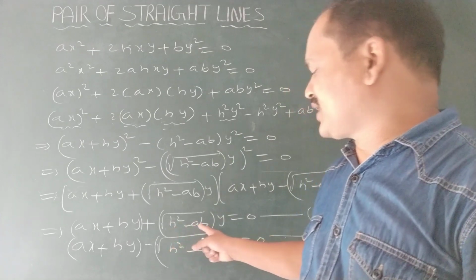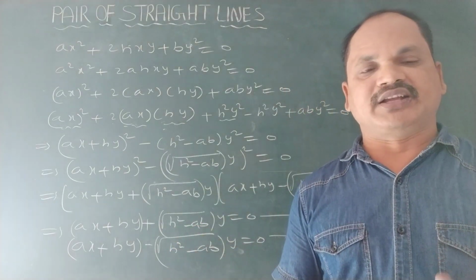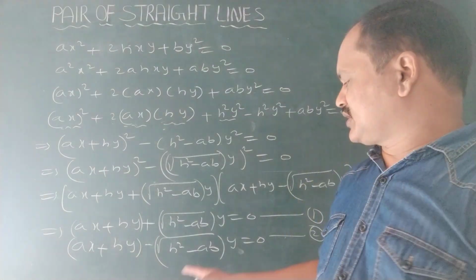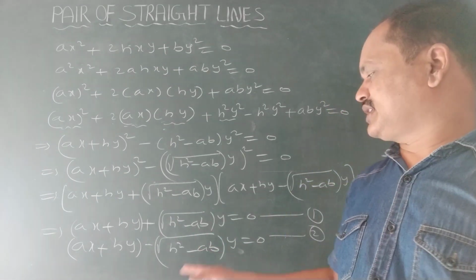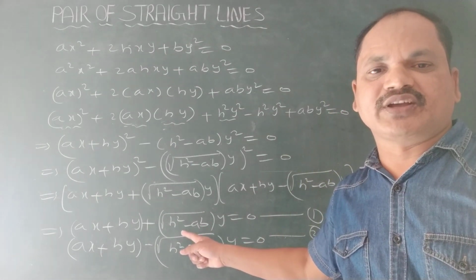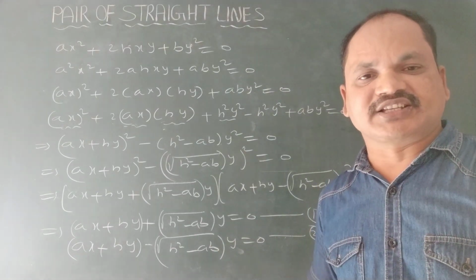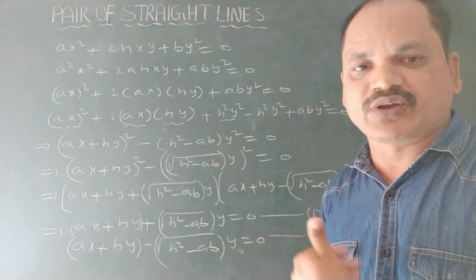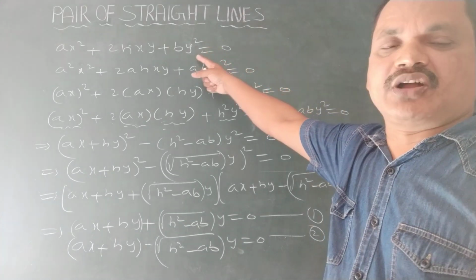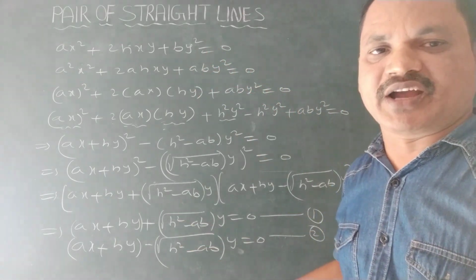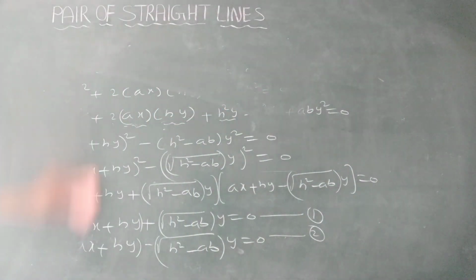Suppose this h square minus ab is negative. Negative means below 0, that is minus 1, minus 3 by 2, minus 7, like that. That means if it is a root of a negative number, then root negative is imaginary. That's why these two represent imaginary lines. This is possible when h square minus ab is less than 0. That's why the conditions, that means the nature of a pair of lines, depend upon h square minus ab. Right? Now we have to write the points.